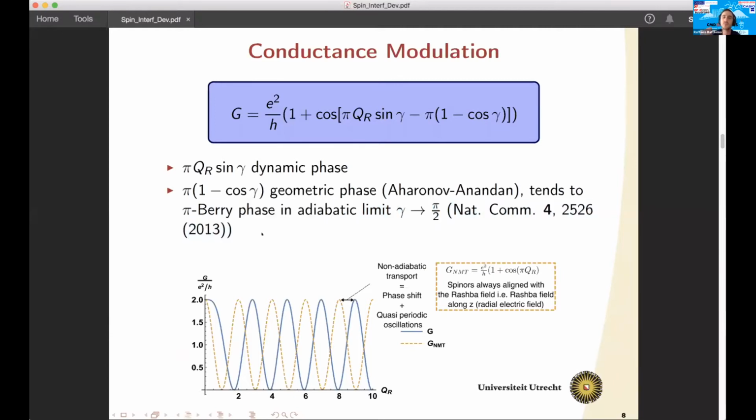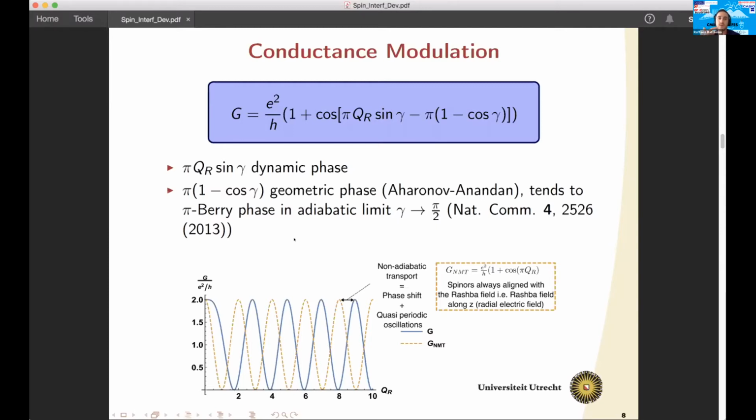So we see there are two phases which contribute to the modulation, which both depend on the Rashba strength. One is a dynamic phase, which we typically also see in other interference experiments. And the other one is a geometric phase, which is called the Aharonov-Anandan phase, which is just a non-adiabatic generalization of the π Berry phase.